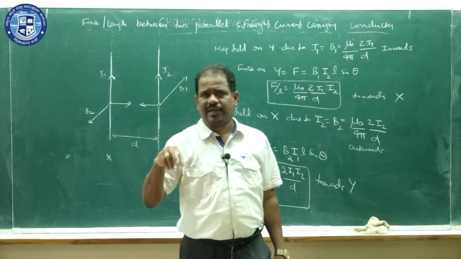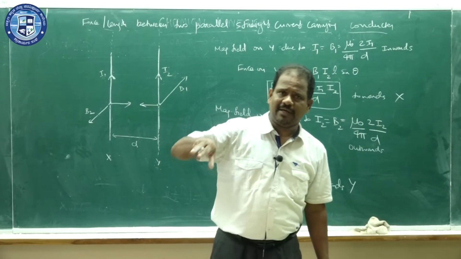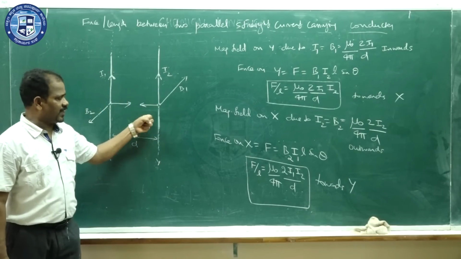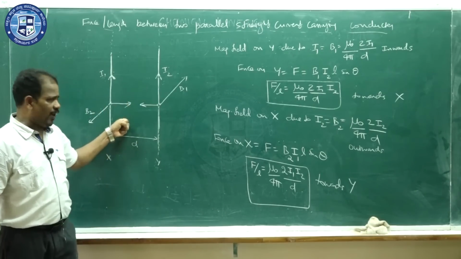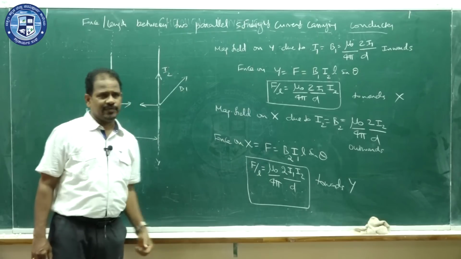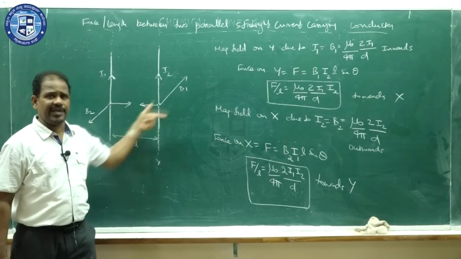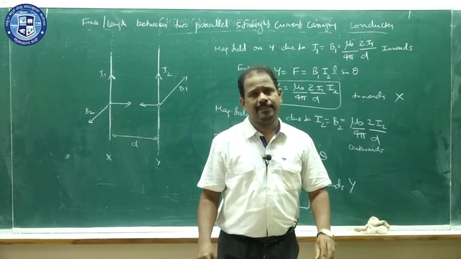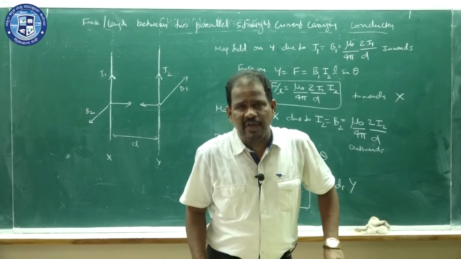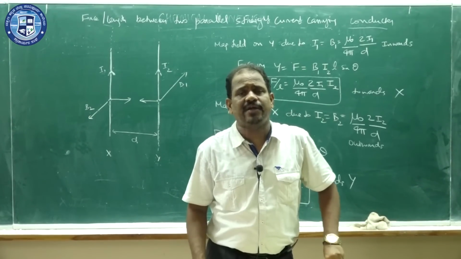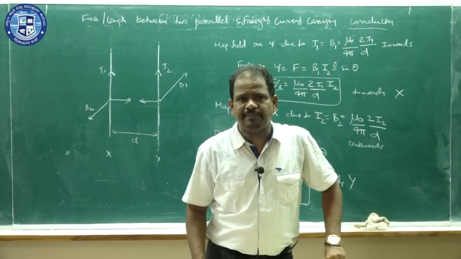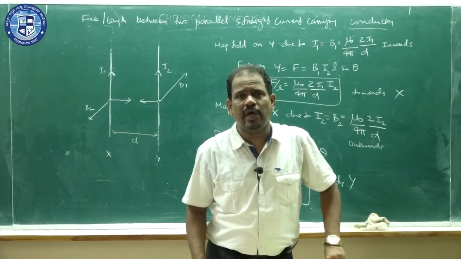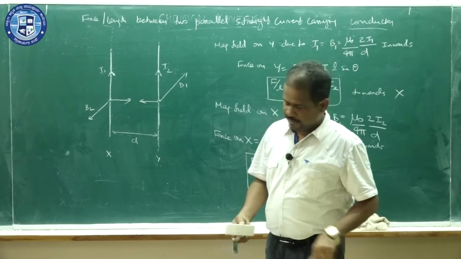Conductor X is attracting conductor Y and conductor Y is attracting conductor X. Both forces are the same. X is attracting Y towards it, and Y is attracting X towards it. So one force is to the left, another to the right. So this is an expression for force per length between two parallel, infinitely long, straight current carrying conductors. And what is the expression for the force per length? F by L is equal to mu naught by 4 pi into 2 I1 I2 by D. Is it right? Okay.